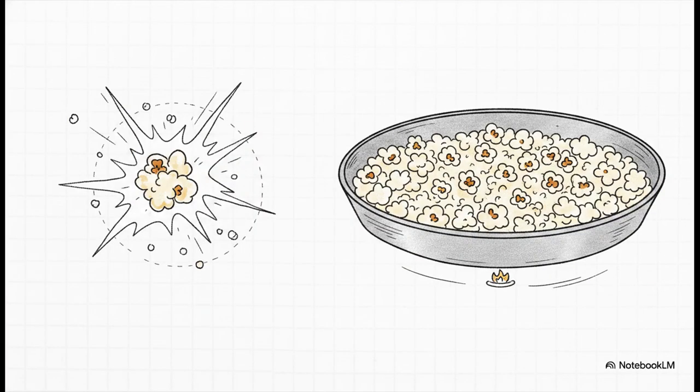Think of it like heating a pan of popcorn on the stove. You have absolutely no idea when one specific kernel is going to pop, right? It's completely random. But if you watch the whole batch, you can highly predict exactly how long it'll take for the entire pan to finish popping. Radioactive atoms behave exactly the same way. Individual atoms are totally random, but large groups, they are beautifully mathematically predictable.